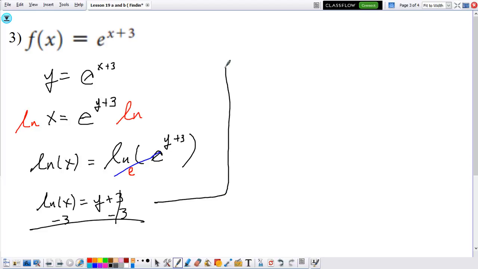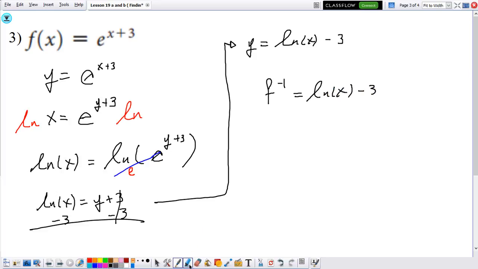Let's finish the problem here. So now we know that y is equal to ln of x minus 3. This is our final answer, where we have to use the correct notation: f⁻¹ is equal to ln of x minus 3.